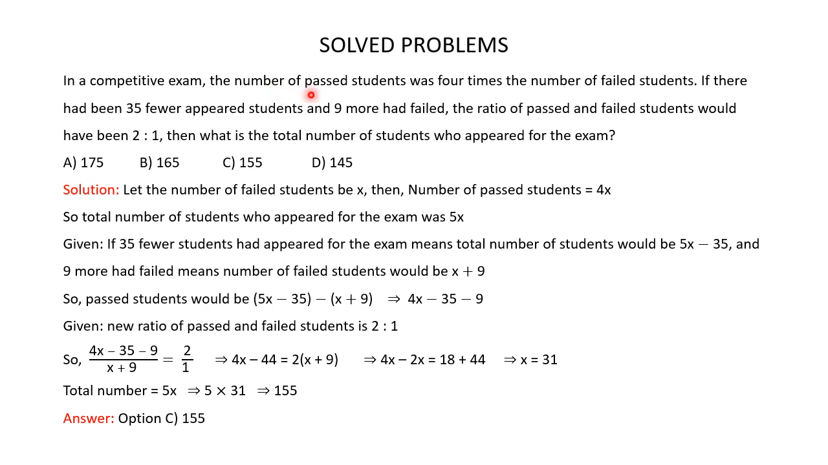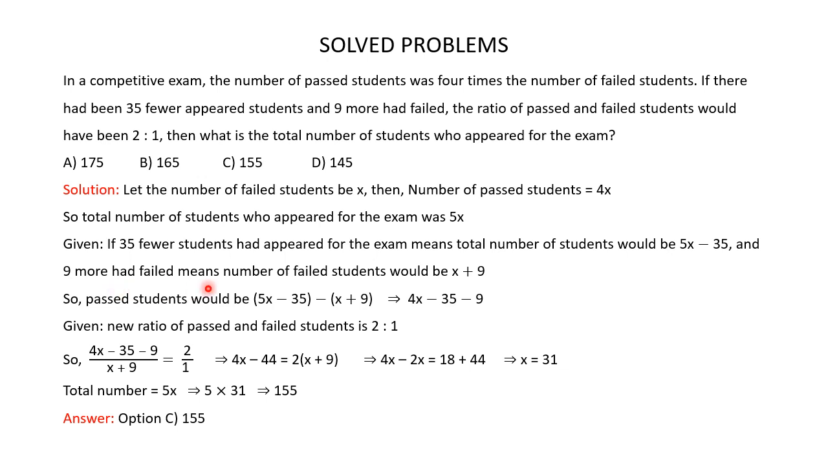Now it's given that the number of passed students was 4 times the number of failed students. So let the number of failed students be x. Then number of passed students will be 4x. So total number of students who appeared for the exam will be 5x. Now it's given that if 35 fewer students had appeared for the exam, this means total number of students would be 5x minus 35 who had appeared for the exam.